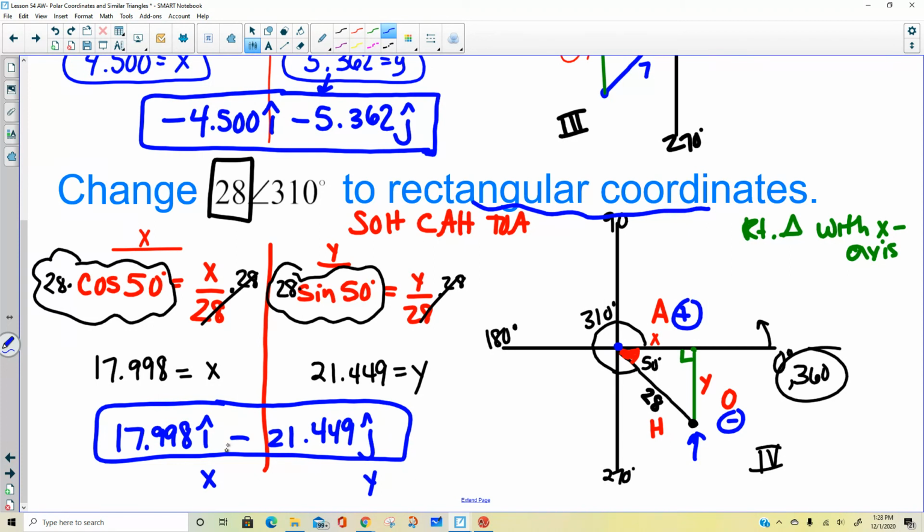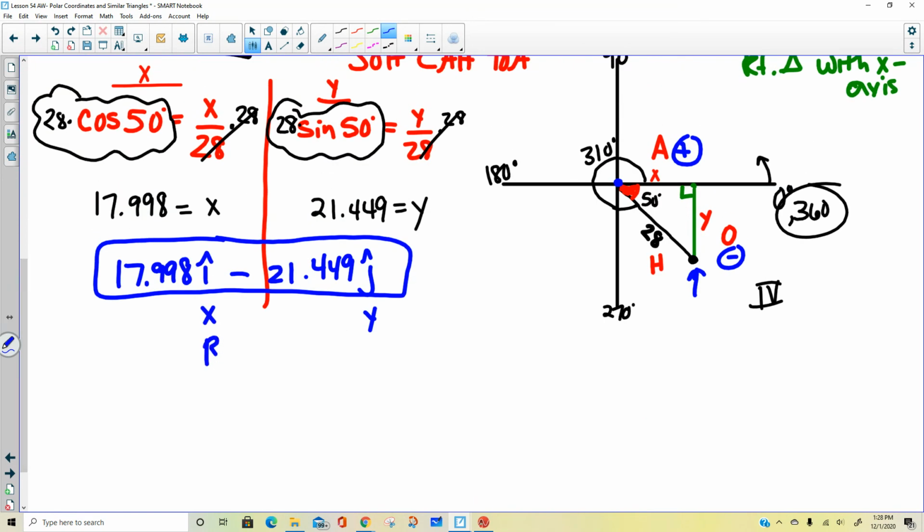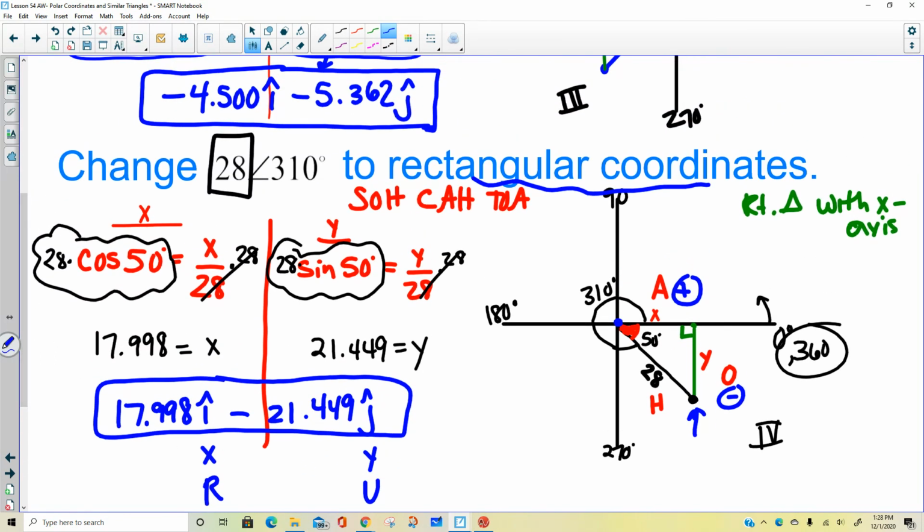Okay, what's your book going to have? Your book's going to have, if they did this problem, an R there and a U here. So you need to know how to interpret that when you check the back of the book. Okay, back of the book's going to be a little different because they round to 2 decimals, we round to 3. But they should be very close. Okay, yay, you guys made it. We learned so much today about polar coordinates to rectangular coordinates.